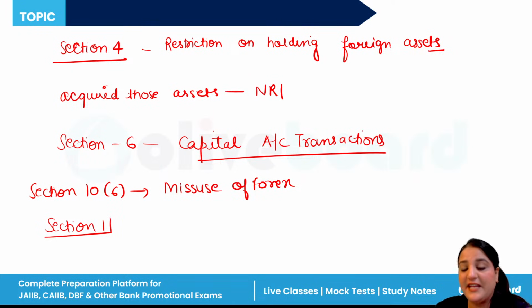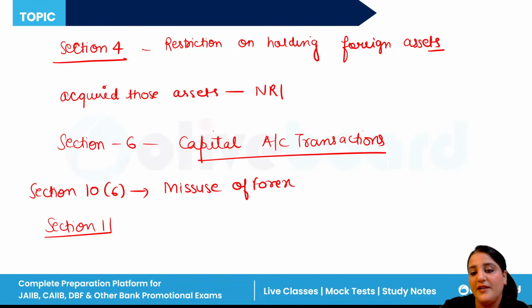Then we have the very important Section 11. In Section 11, RBI can give directions, demand information, and also impose penalties on the authorized dealer. Who are authorized dealers? Authorized dealers are those persons, banks or institutions who get a license from the RBI to deal in foreign exchange, right?